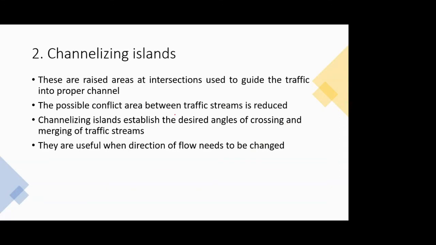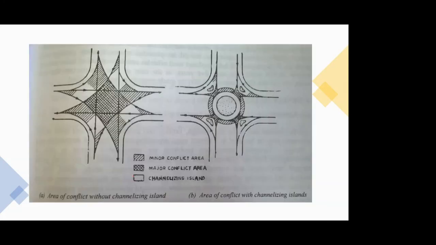Then the next is channelizing island. Now these are some interesting features that you have on a road which help you control the flow of your traffic. Okay. So now suppose I'll give you an example. In this figure, the left one, it is a 4-leg intersection without any channelizing island. Okay. So this was what I was saying, that if you have a two-lane road, and if you mark all the directions, you will get all these conflict points over here. You can see these conflict points in this figure very clearly.